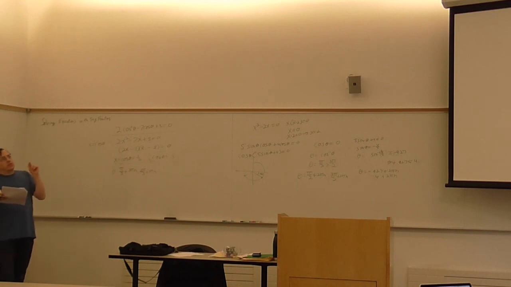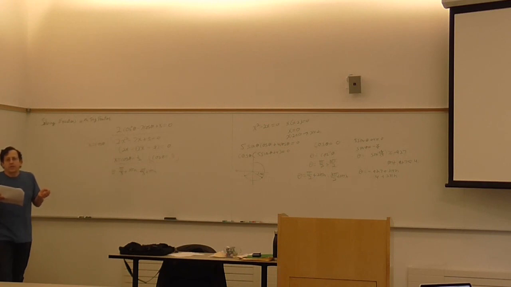Make a mental note to put on the exam. Cosine of theta equals 3. What values of the cosine can give us 3? And why not? Yes? Well, when I put it in the calculator, it says that there's an error with the domain.